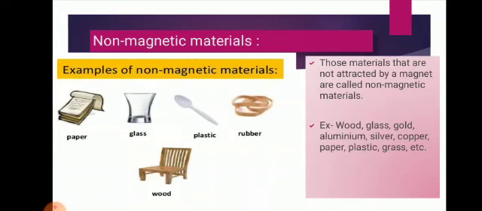Okay. Now about non-magnetic material. Those materials which are not attracted by a magnet are called non-magnetic materials. For example, wood, plastic, rubber, paper, glass, diamond, graphite, air, water, they all are not attracted by a magnet. And these non-magnetic materials cannot be converted into magnets. Okay? So this is the difference between magnetic and non-magnetic materials.